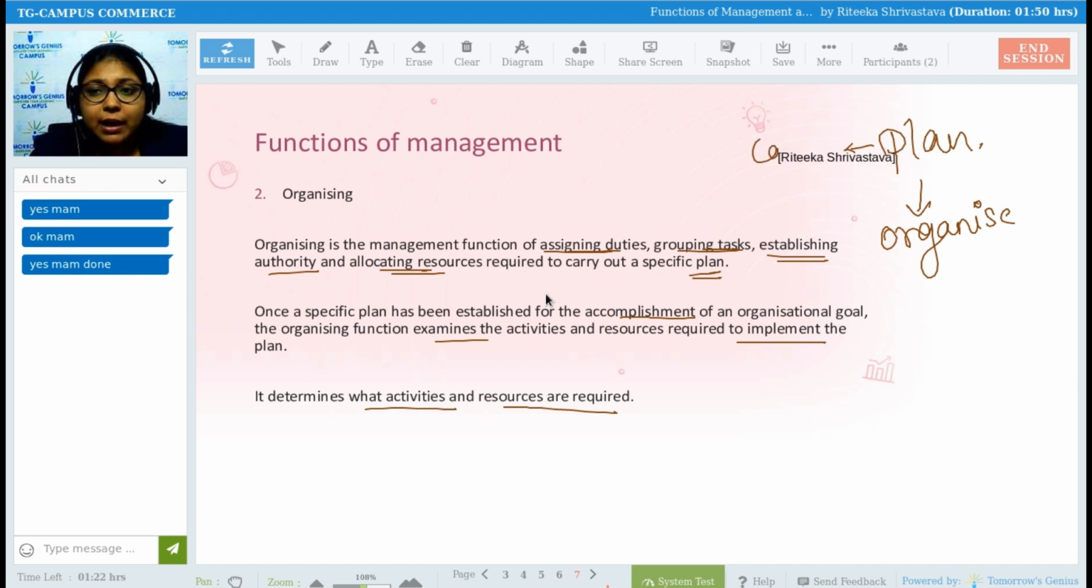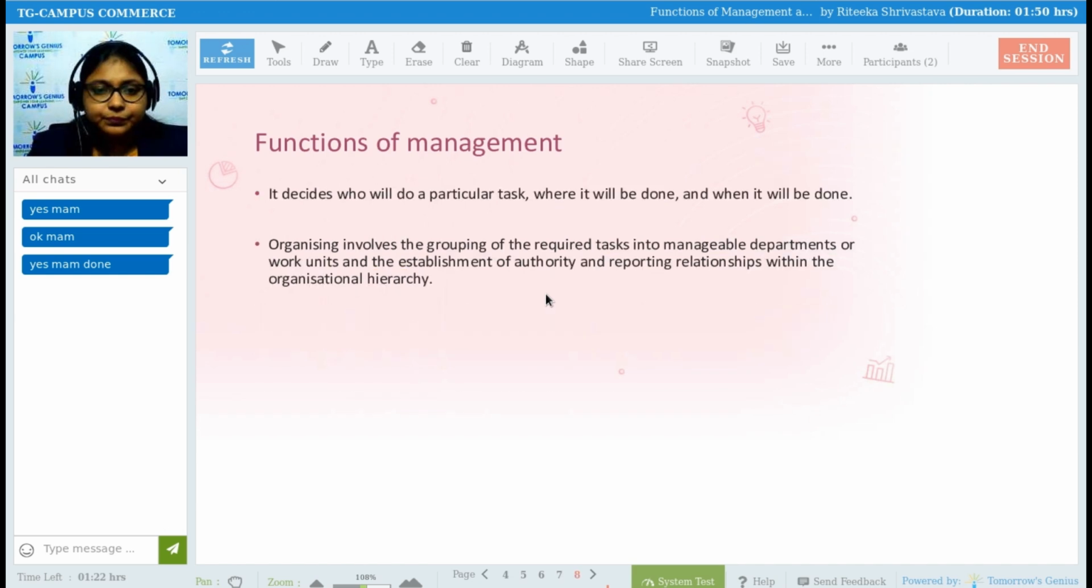Like according to my plan, I have to bake a cake. So this is my plan, and I will have to organize everything to reach towards my goal. I will find out what all resources I am going to require, what all activities are going to take place, and accordingly I will organize everything. It decides who will do a particular task, where it will be done, and when it will be done. So organizing answers three questions: to whom we want to give a task, where it is going to be done, and when it will get done.